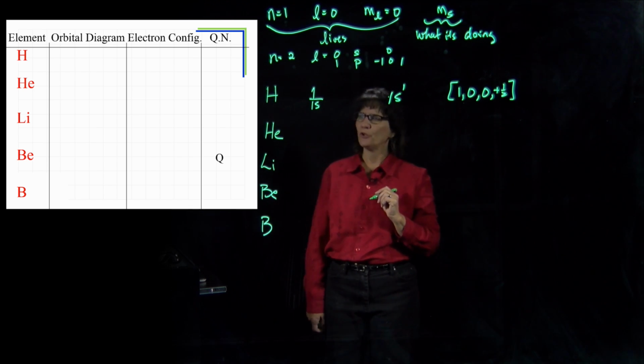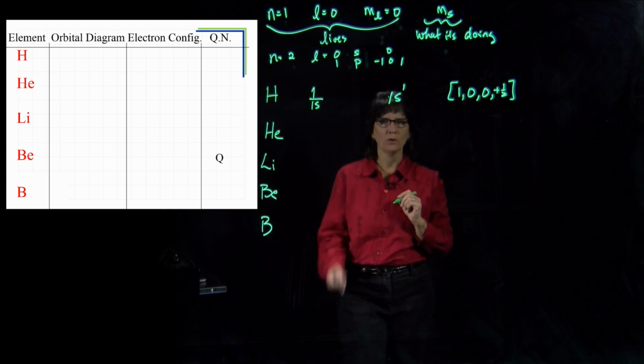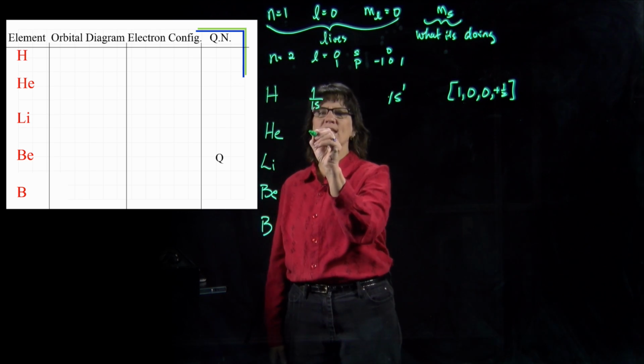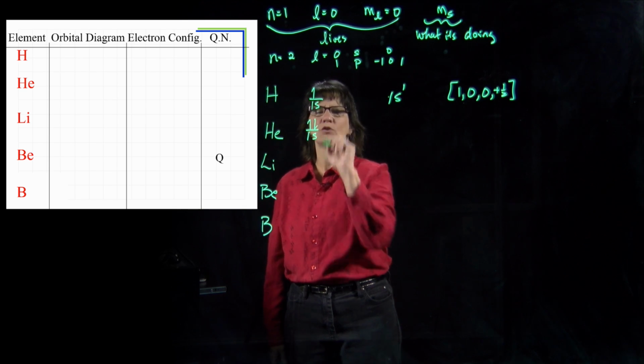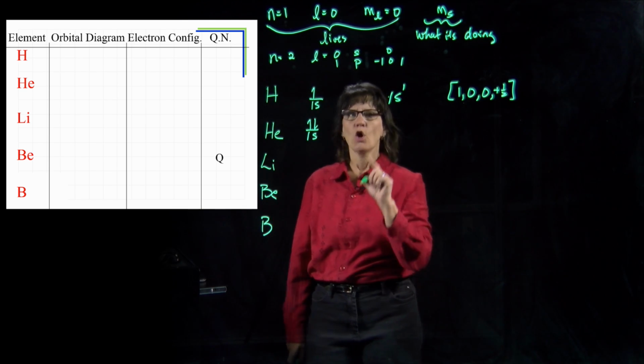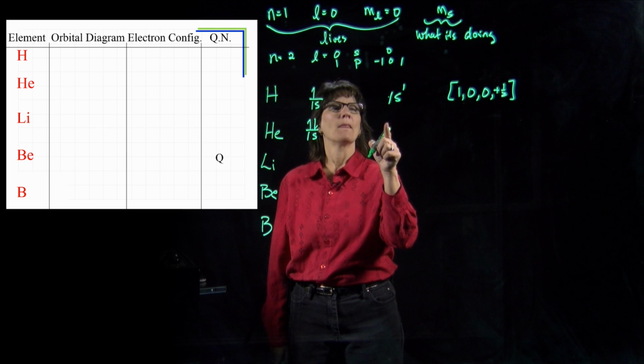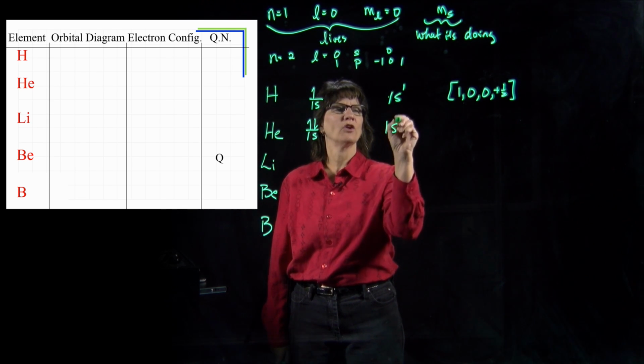Okay? Now we'll do helium next. Helium has 2 electrons. We know that by looking at the periodic table. It's element number 2. So we had the 1s orbital. We have its 2 electrons. They're spinning in opposite directions. We would do the electron configuration as 1s2.